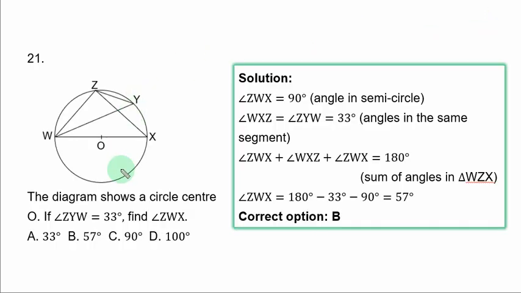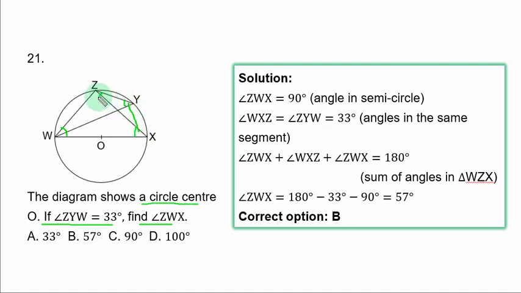Question 21. The diagram shows a circle center O. If angle ZYW is 33 degrees, find angle ZWS. So this angle is 33 degrees. You are asked to find this angle. We'll consider triangle WZS. This angle is also 33. That is angle in the same segment with this angle.